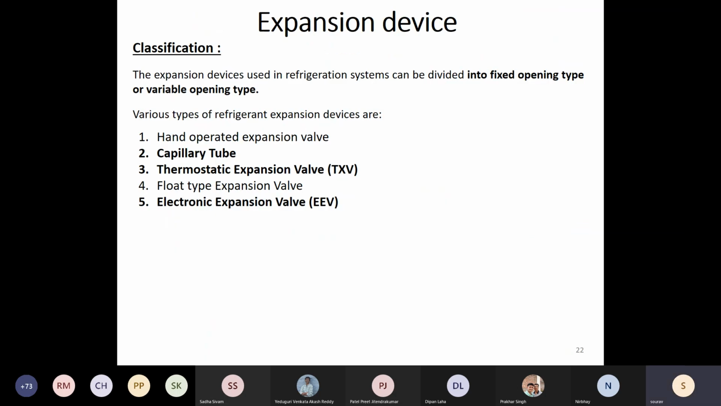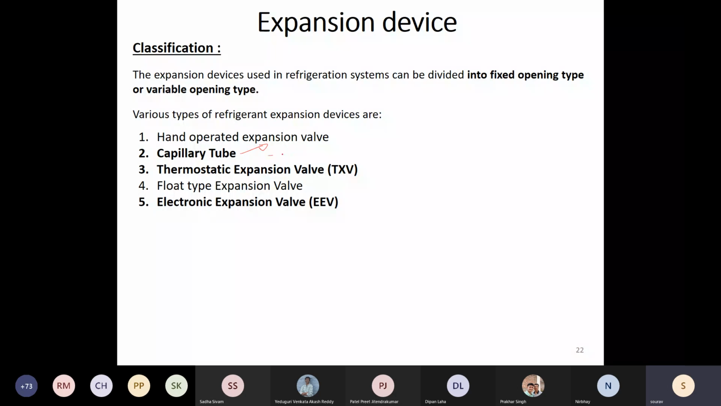Okay, so this brings us to the next important device, that is the expansion device. We will look at 3 types of expansion devices in this theory class. There are various types of expansion device. One is the capillary tube type. I think we have already discussed this in the lab class.